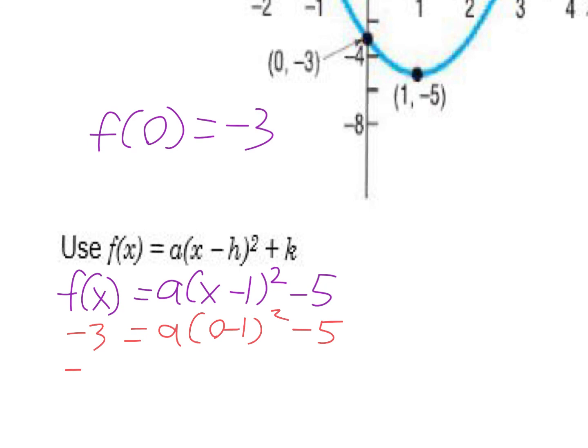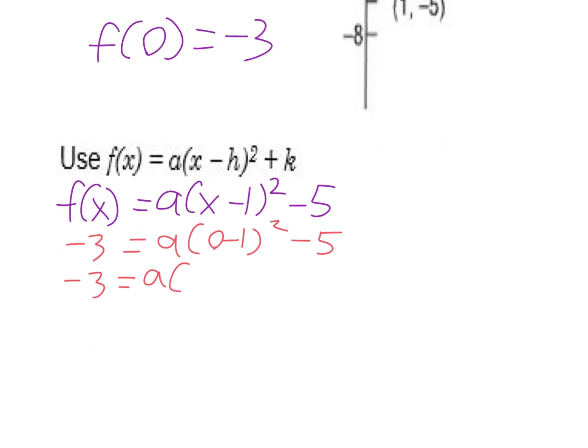Simplify this out. Negative 3 is equal to a times, let's see, 0 minus 1 is negative 1. Negative 1 squared is positive 1, minus 5. I've got to move that 5 over. I'm going to add 5 to both sides. And that'll give me 2 is equal to a times 1. But as covered, multiplying by 1 doesn't really change anything, so we can just move that away, divide both sides by 1 if we want to, and we get a equals 2.